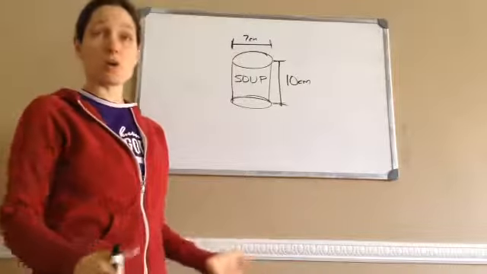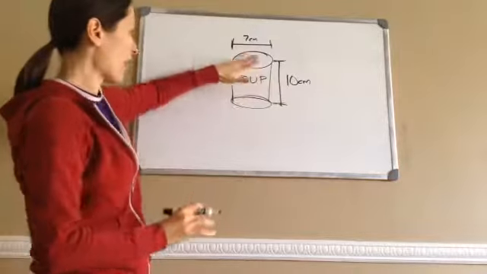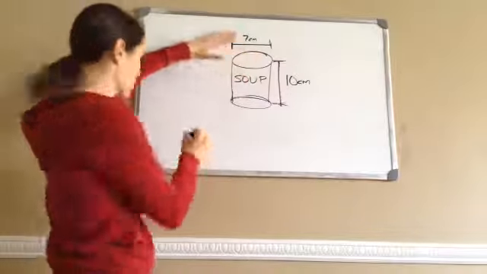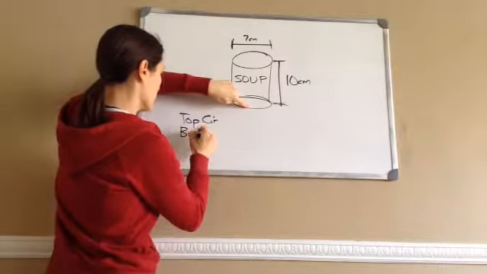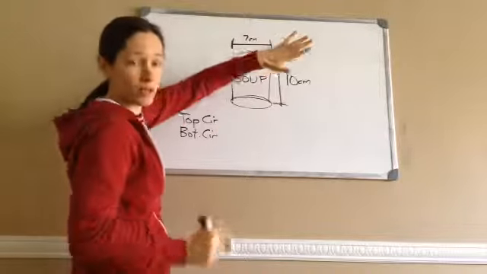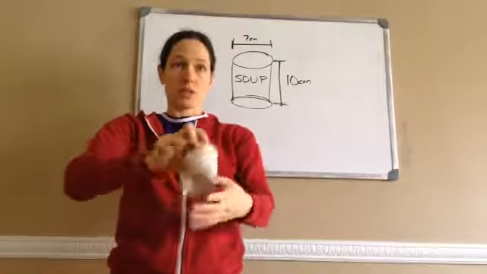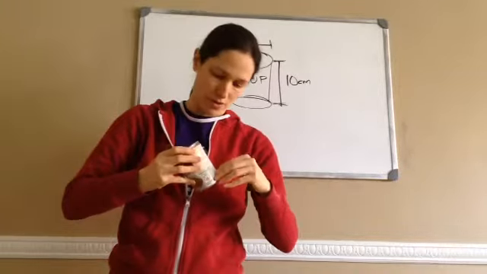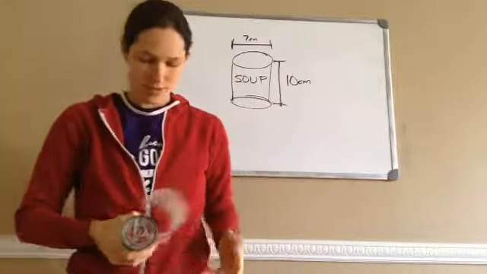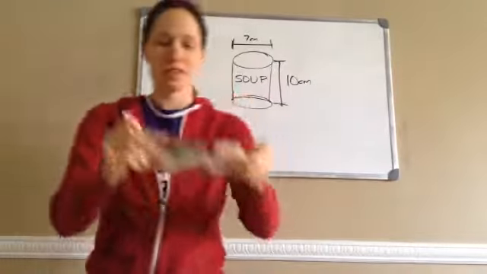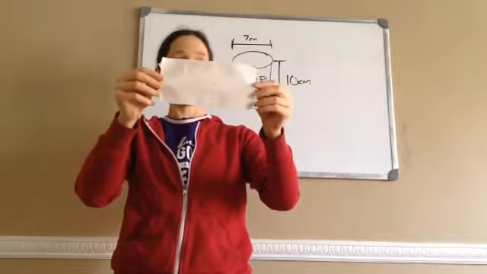Alright, so what are my surface areas on this one? We have a top circle. We have a bottom circle, but what's in the middle? And that's what I'm going to show you with this. We've got a top circle. We have a bottom circle. Now check this out. What is the middle part? A rectangle. Isn't that cool?